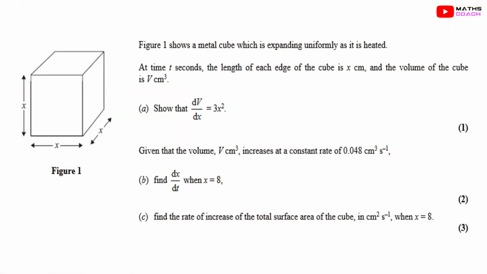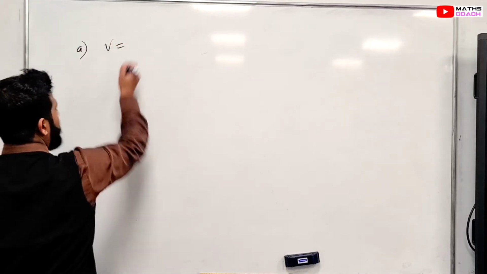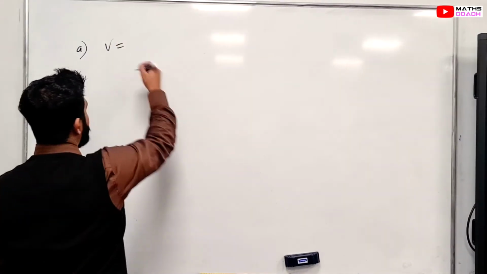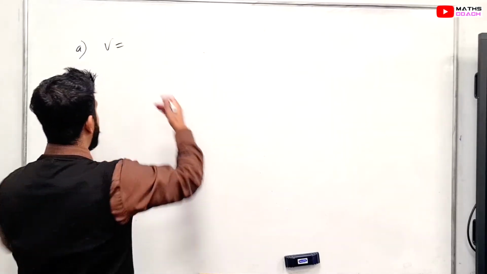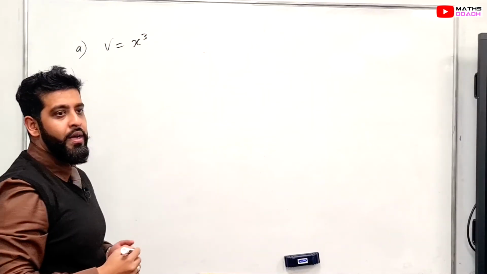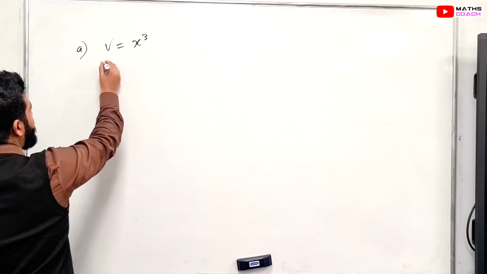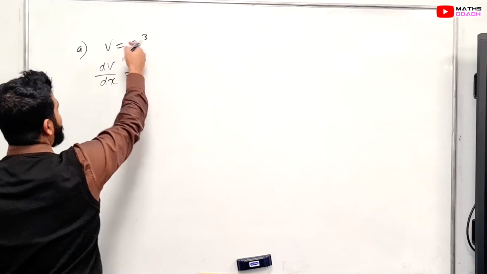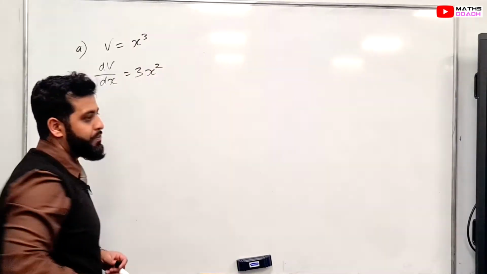Now this next question: you have a cube, and you're given the dimensions of the cube, all the lengths are x. Part A says show that dV over dx is equal to 3x squared. So where do we get dV over dx from? It's from the differentiation of the volume. If we know the volume of a cube, which is length times base times width, in this case it's going to be x cubed because all of them are x's. So the differentiation of V, dV over dx, would be to drop the 3 down, which is 3x squared, and that's part A done, yeah?